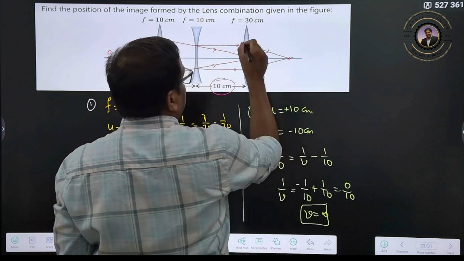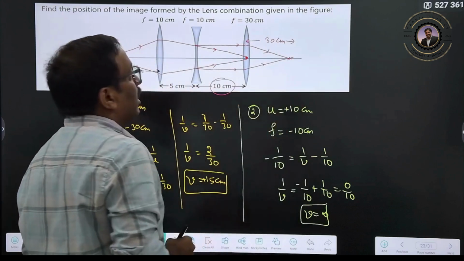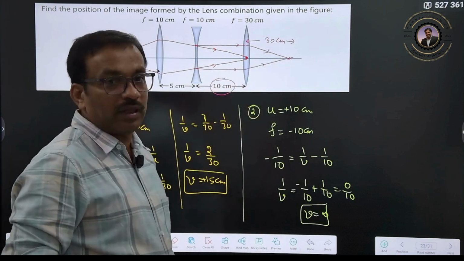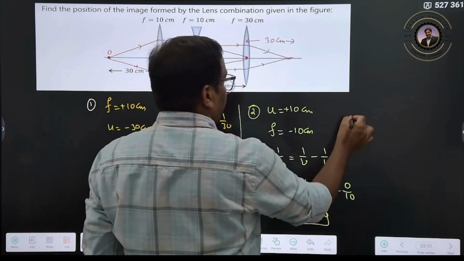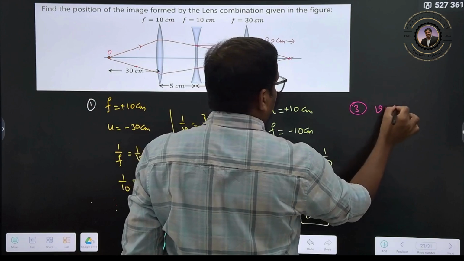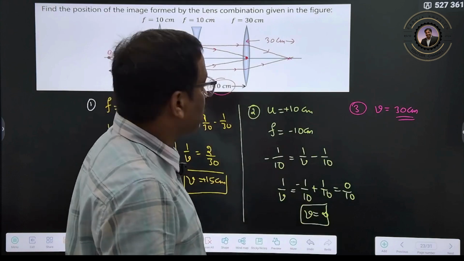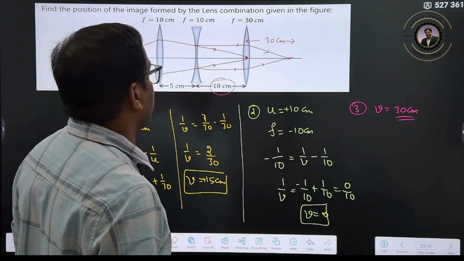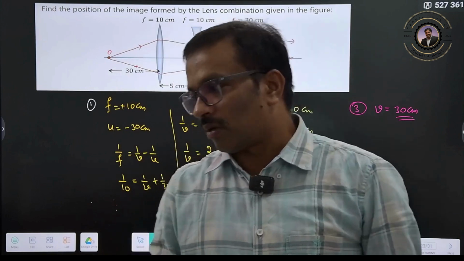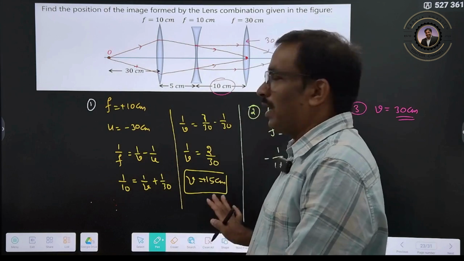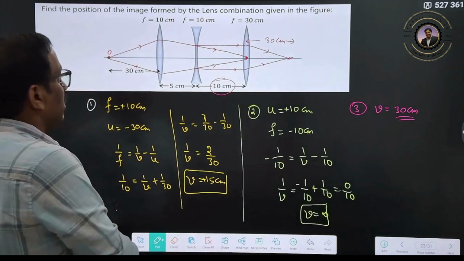If you are thorough, how much is this distance? This distance is 30 centimeter. So the image is created here, at 30 centimeter from the third lens, and it is a real image. Clear? So don't panic about any questions with a combination of 2, 3, 4 lenses like that. Just separately try to apply the concepts.